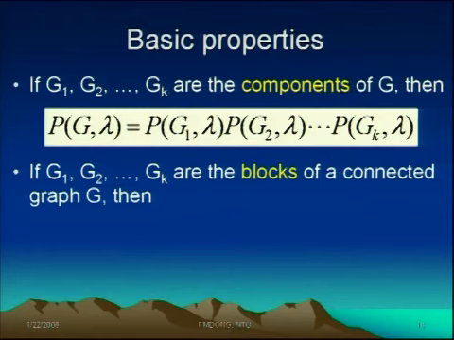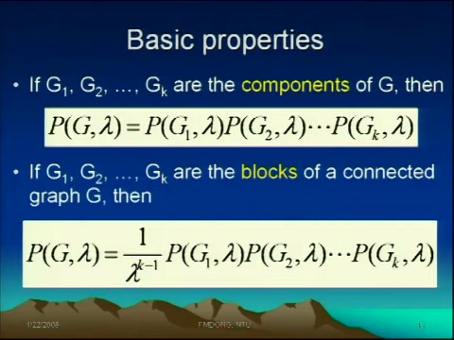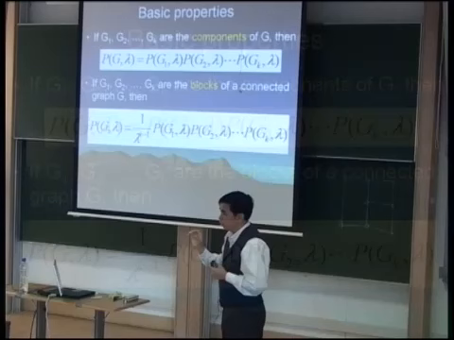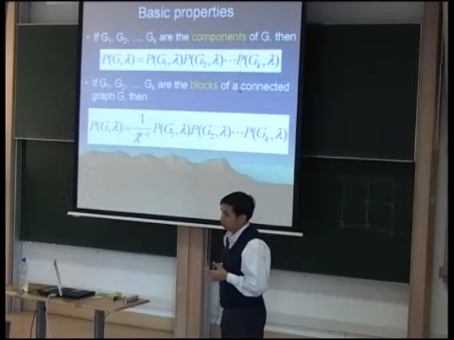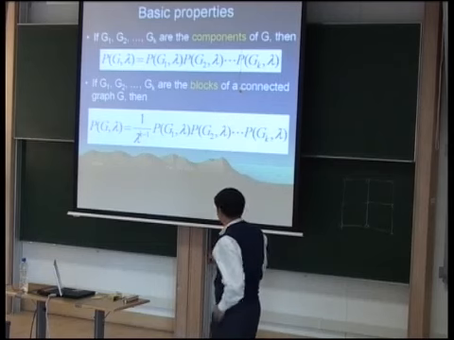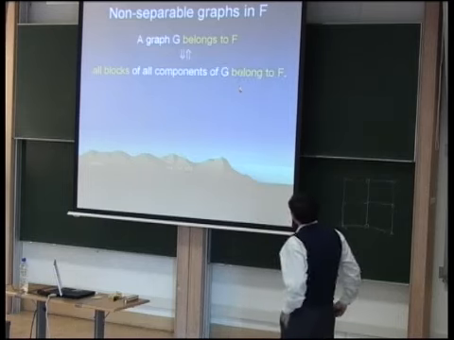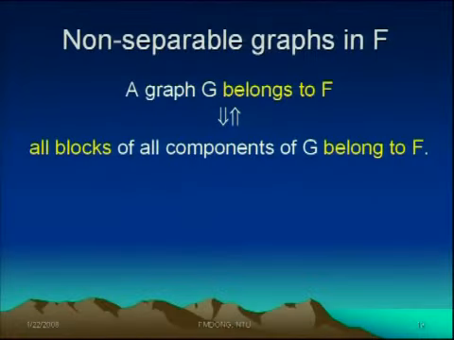Second, if G1, G2, up to Gk are the blocks of a connected graph G, then because we have this expression, the chromatic zeros of G are the union of the chromatic zeros of all these blocks. By this result, we just need to focus on non-separable graphs. We don't need to go into disconnected graphs or graphs that are only one-connected. So now we can say the graph G belongs to F if and only if all blocks of all components of G belong to F.